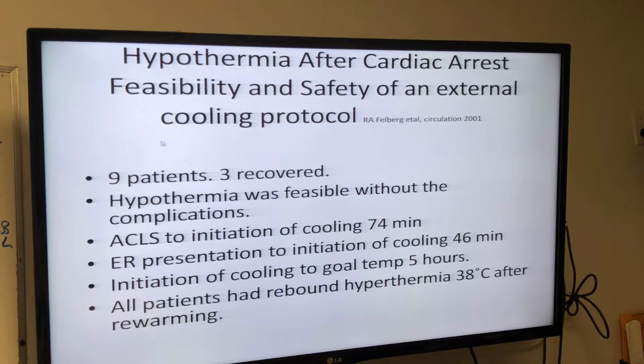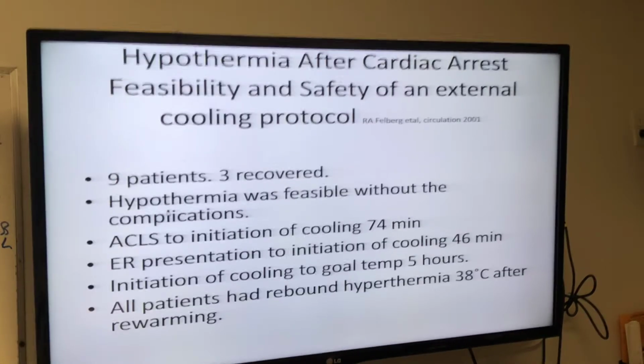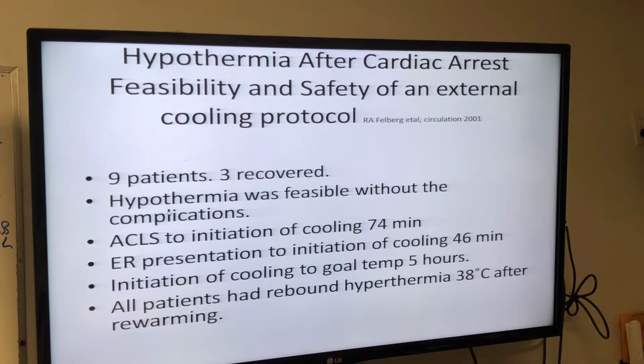Hypothermia after cardiac arrest, that's the phase 2 trial, if you will. The Americans are usually more practical than other people in the world, and this is the phase 2 trial, just to see if it works. So they took 9 patients, and 3 of them survived, by the way. So hypothermia was feasible without complication. They found that the average time from ACLS to initiation of cooling was about 74 minutes. And by the way, that's 2001. Until now, that's about the average time too. It didn't change that much.